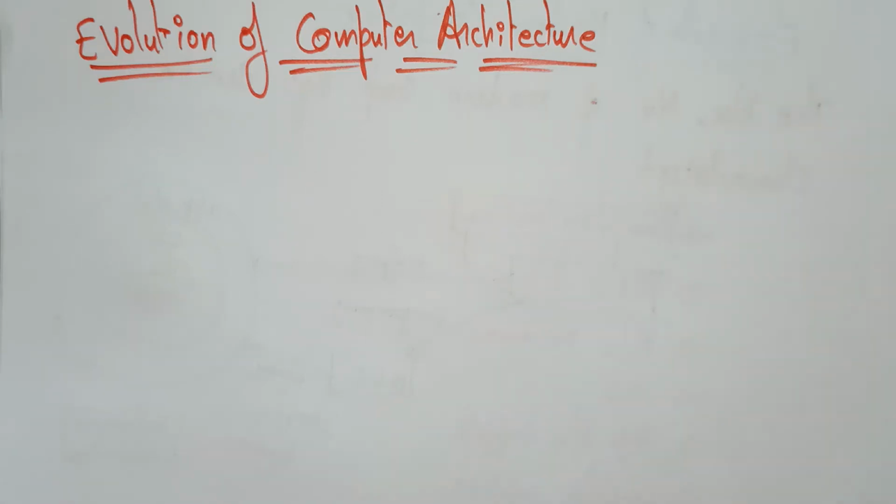Hi students, welcome back. Coming to the next topic in advanced computer architecture, the evolution of computer architecture. Now let's have a look at how computer architecture has evolved from the starting edition, the von Neumann architecture. The starting architecture, we already know, is the von Neumann architecture. From von Neumann architecture to the present stage, how has computer architecture evolved?